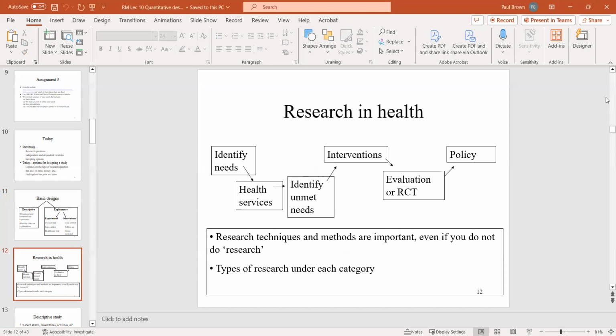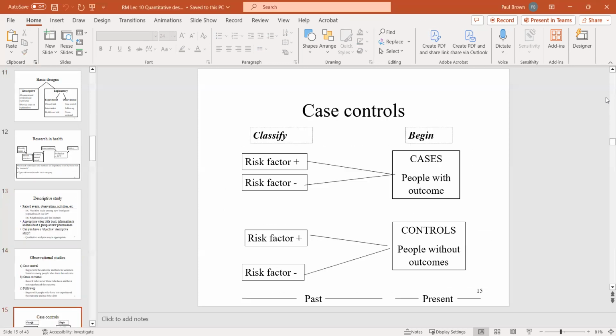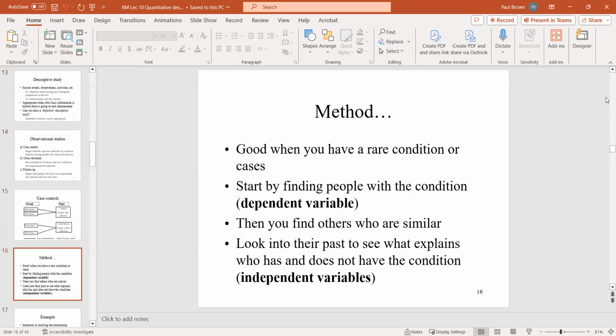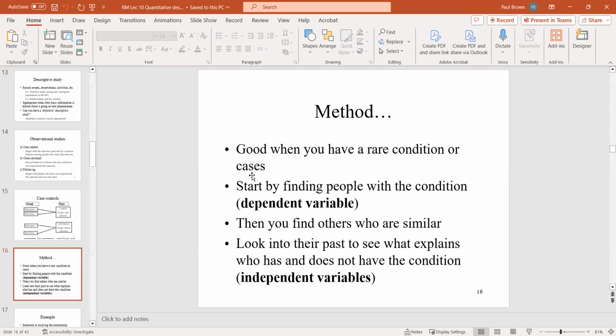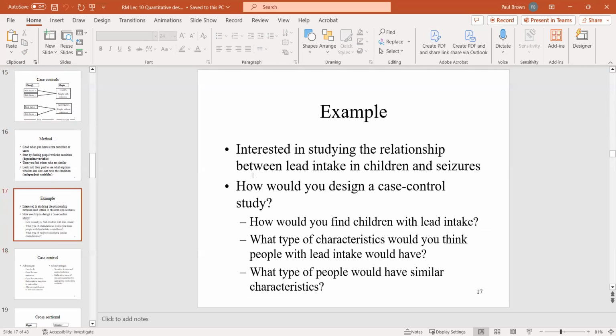Okay, so we started talking about descriptive ones, and we went through case controls. The key of case control is that you begin with people who have the outcome, then you look to see if you can predict why people have an outcome versus why people don't. An example that we were giving is lead intake and seizures. So you're looking at children, lead intake, and whether or not they get seizures.